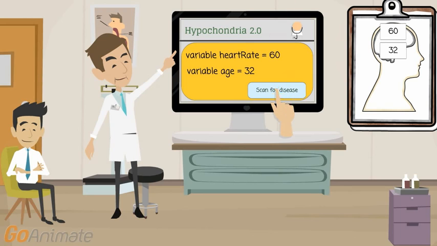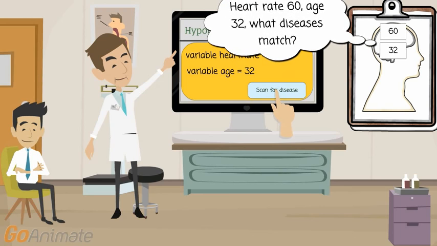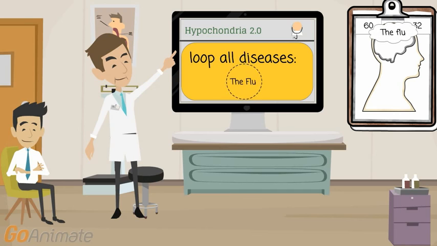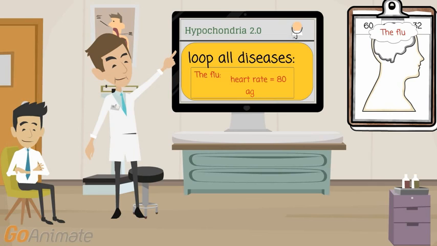Then the program would scan through different diseases, and see if the symptoms match to one or more diseases. For doing this, you would start a so-called loop. The loop would go through all the possible diseases. The patient's symptoms would be checked against the symptoms of every disease we go through.